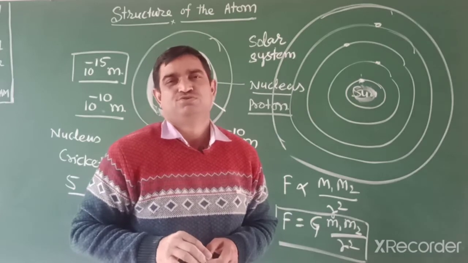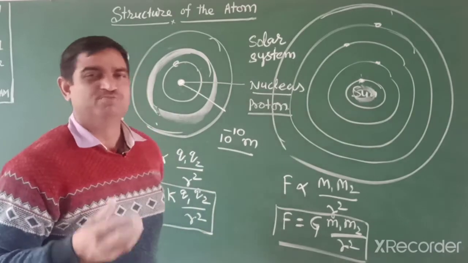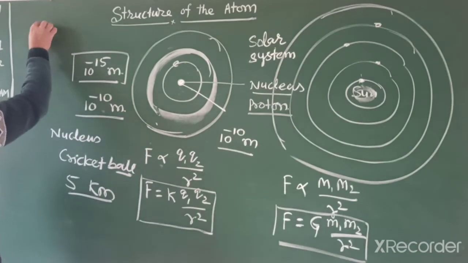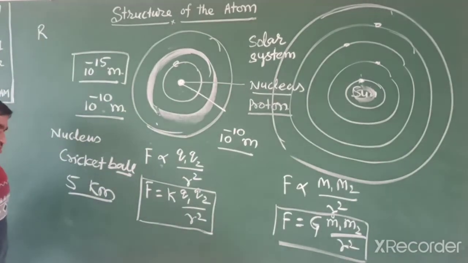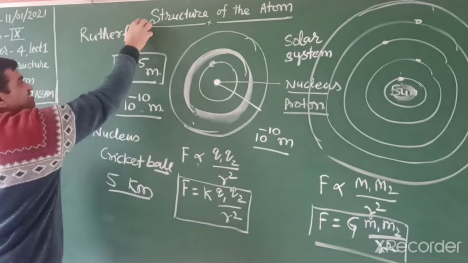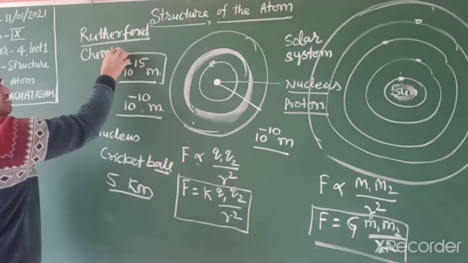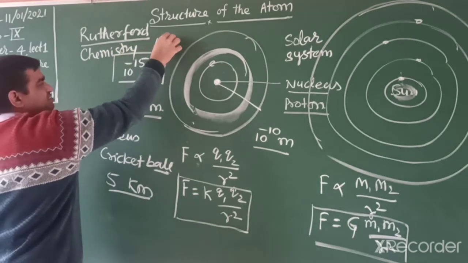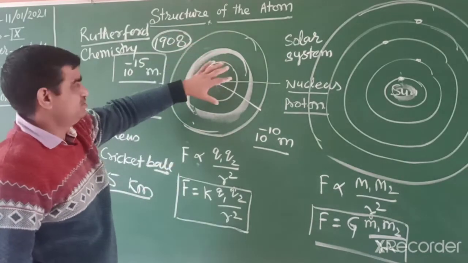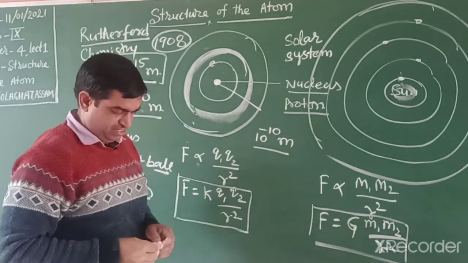ground. So the first scientist who discovered the nucleus was Rutherford, and he got the Nobel Prize in chemistry in 1908 for the study of this atomic structure, the center, the nucleus, students.